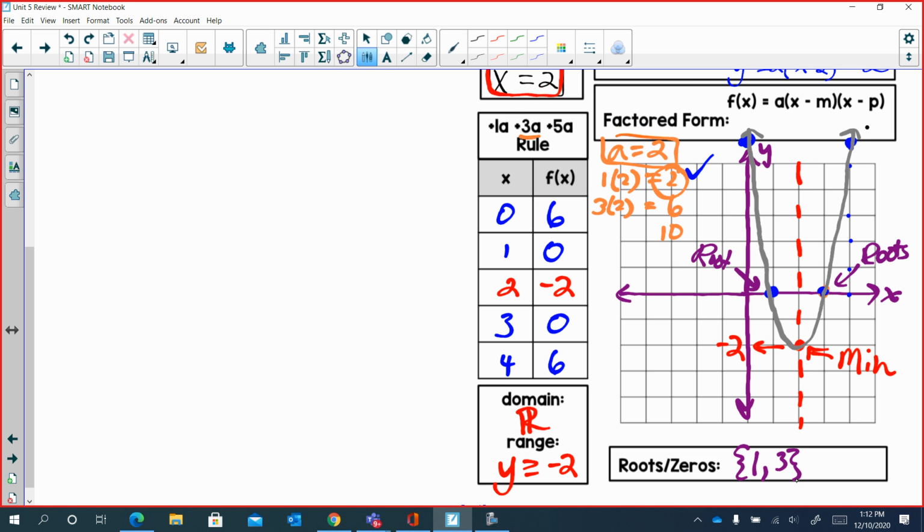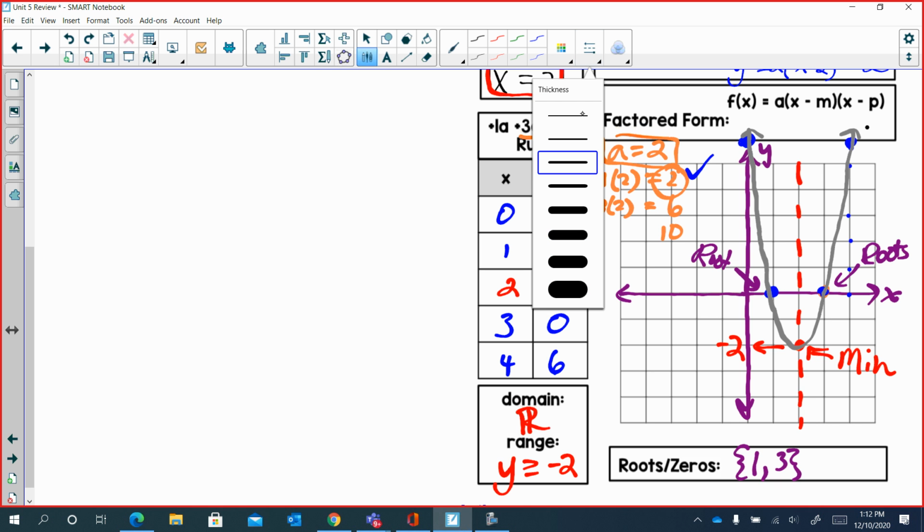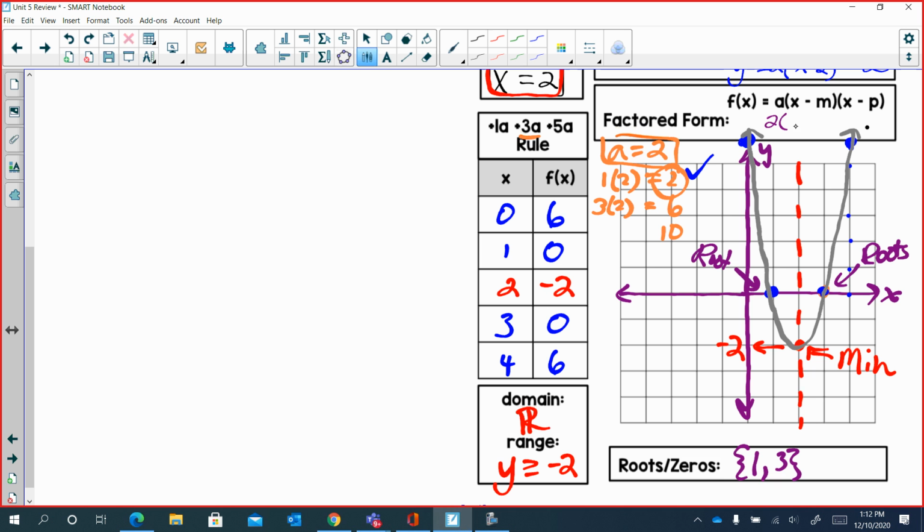So let's put it in intercept form or factor form. This is going to end up being 2 parentheses x minus, no, yeah, x minus 1 and x minus 3. Okay, and we're done. All right. So now you can work on the Alex.